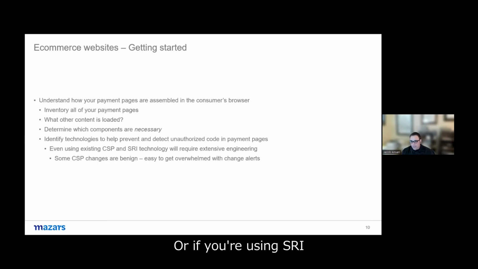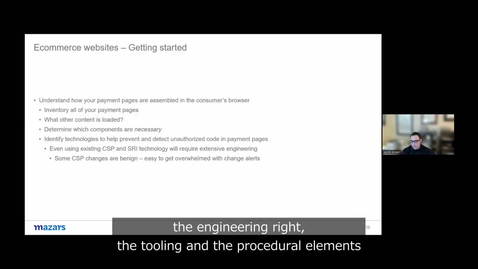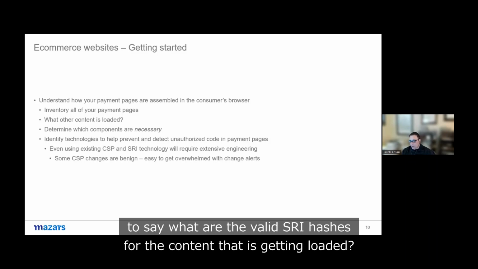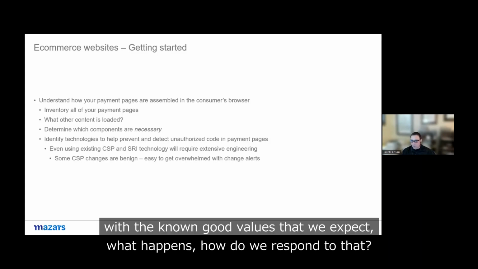Or if you're using SRI to check for integrity, you're still going to need to implement the engineering, right? The tooling and the procedural elements to say what are the valid SRI hashes for the content that is getting loaded. And then if those don't match with the known good values that we expect, what happens? How do we respond to that?